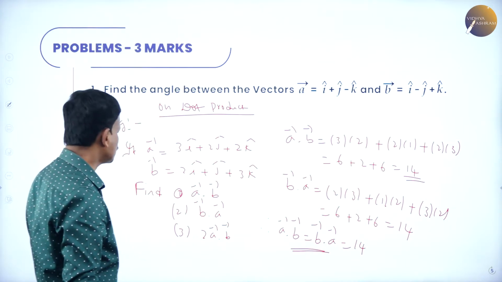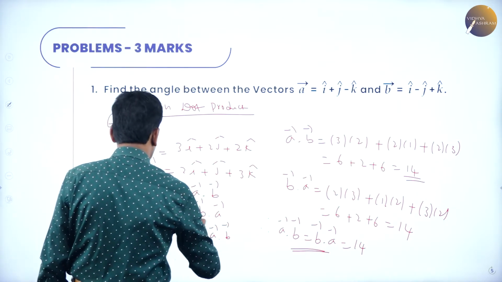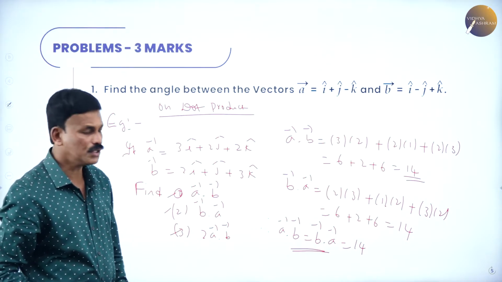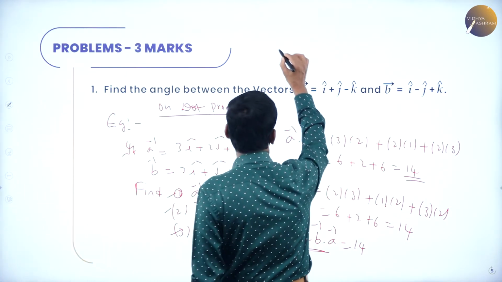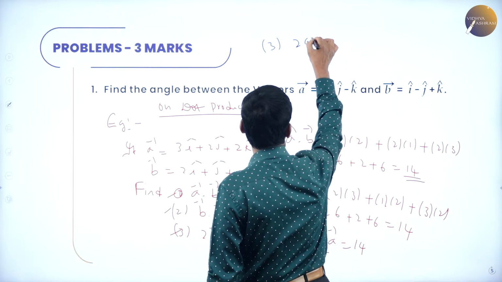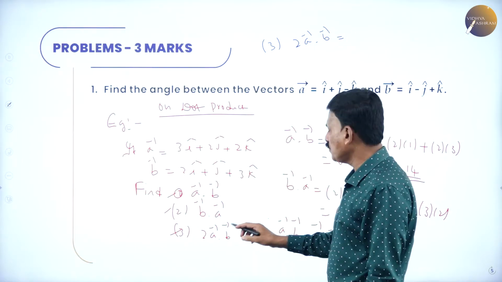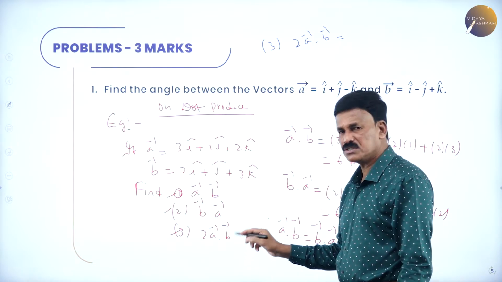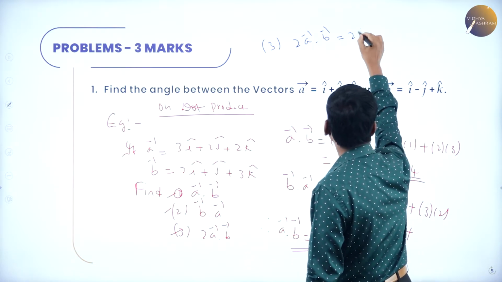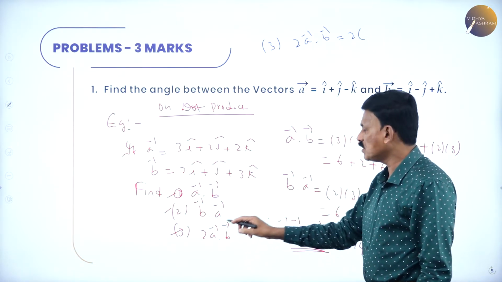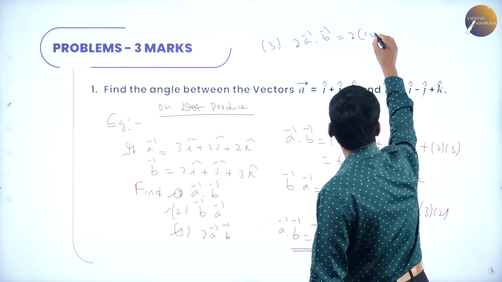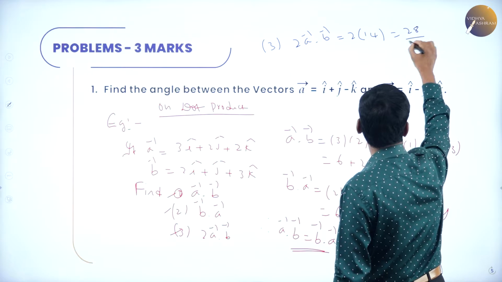Now let us come to the third one. So what is the third one? To find the value of 2 times vector a dot b, it can also be written as 2a dot b. If you want, you can multiply the vector a with 2 and find out the dot product, or straight away you can take the constant out, and the dot product of a dot b is 14. 14 into 2 is equal to 28.